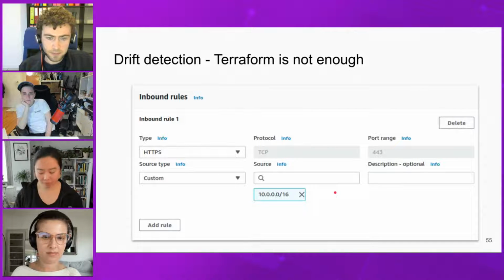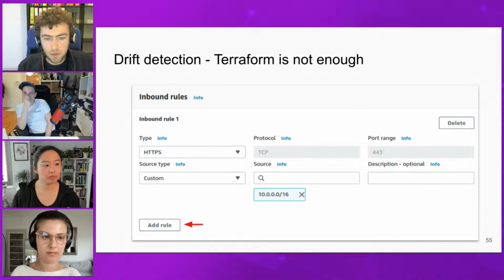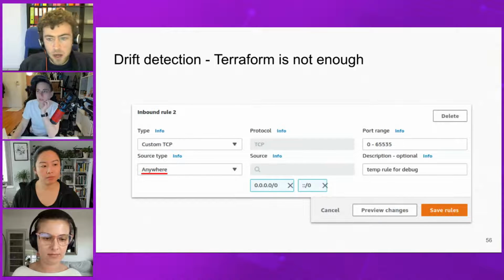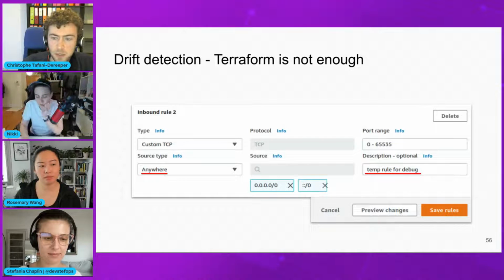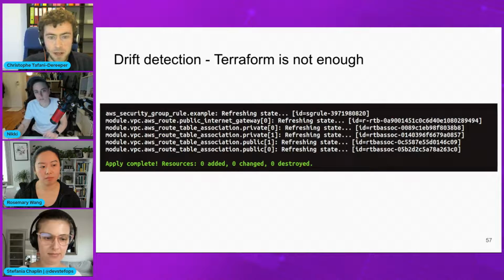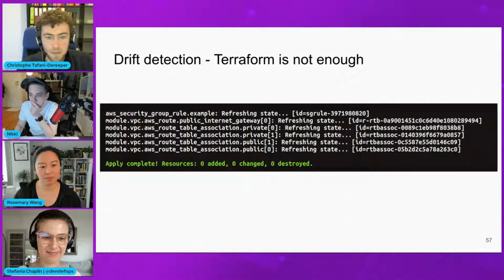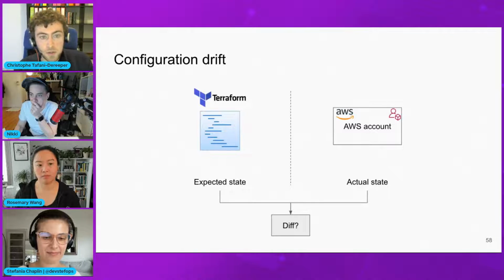Now, if we deploy it, we go to the AWS console. It looks like this. And if we go from the AWS console and manually we add a rule, okay, so we create a new ingress rule from anywhere to anywhere just for debugging purposes, and we save it. And then we run our Terraform plan. Terraform is going to tell us, no, it's fine. No worries, you didn't change anything. Everything is good.